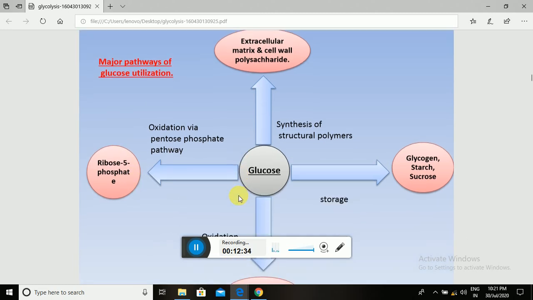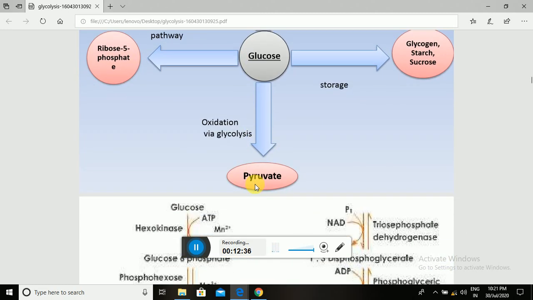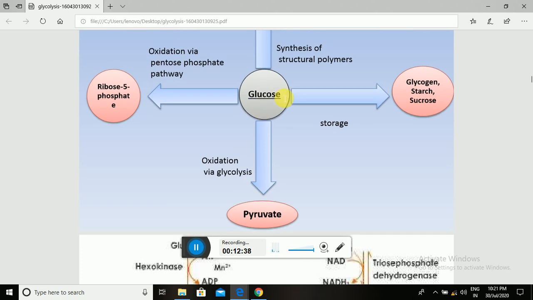Also, this glucose gets converted into pyruvate. Glucose is a six carbon compound, and pyruvate is a 3 carbon compound. This breakdown of glucose is known as glycolysis, and glucose gets converted into pyruvate via the process of glycolysis, by the oxidative way, the aerobic way of glycolysis.